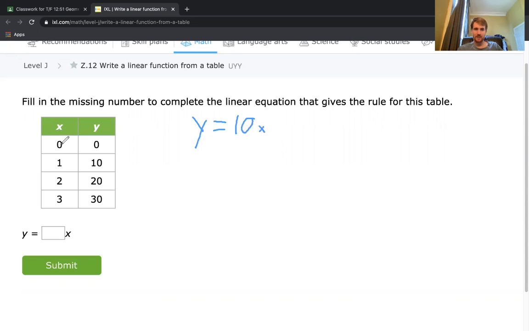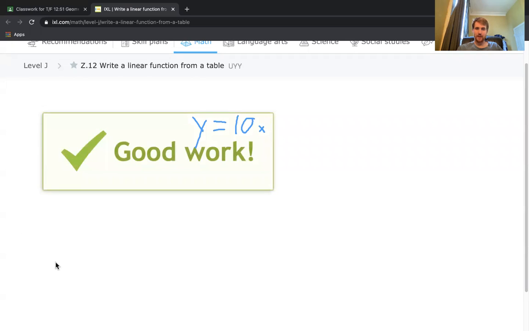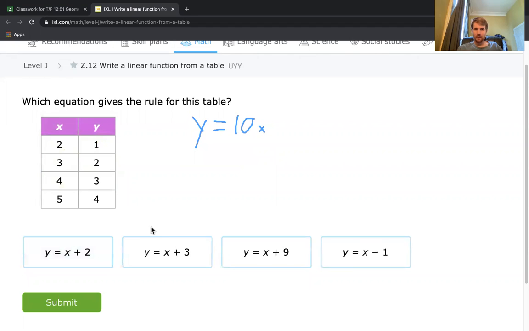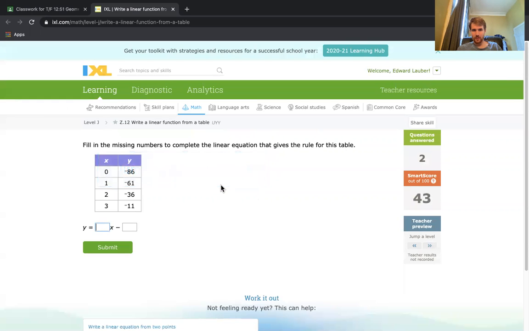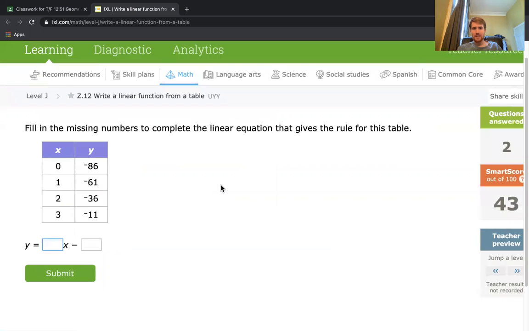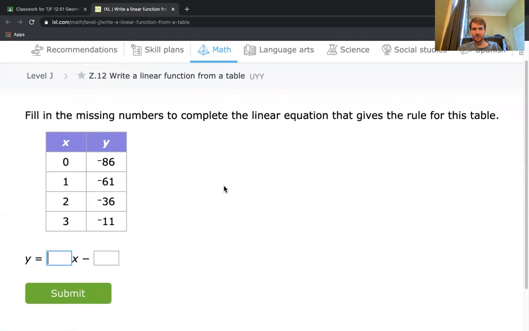And you can check this. If x is 0, 10 times 0 equals 0. If x is 1, 10 times 1 equals 10. If x is 2, 10 times 2 equals 20. If x is 3, 3 times 10 equals 30. So we know that's right. We'll put in 10, submit. So there's a bunch of questions like this. I actually want to skip ahead to the next level. These are the same kinds of questions. They're just getting more complex.